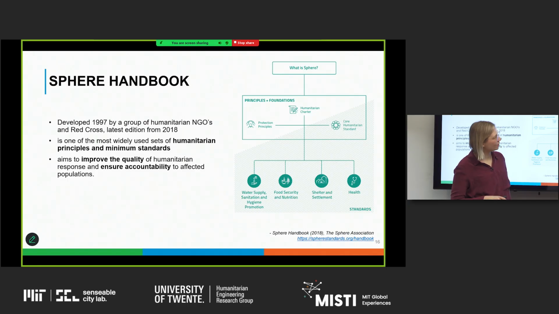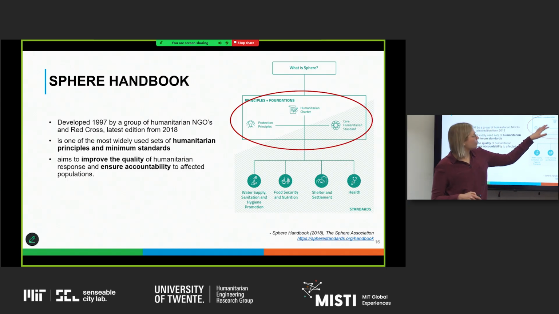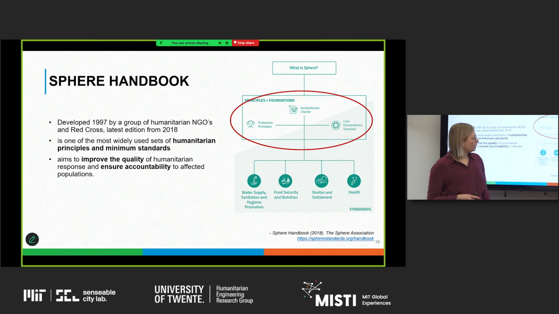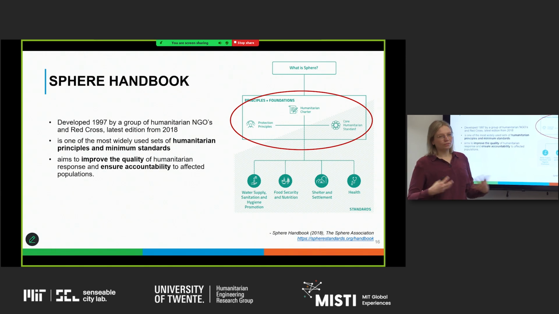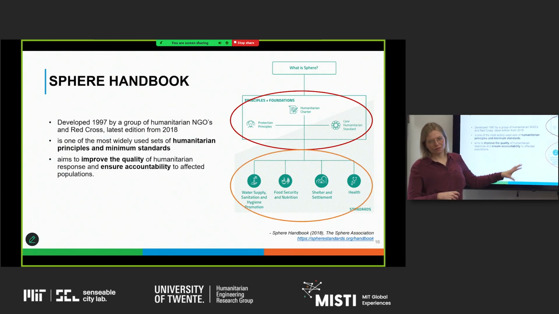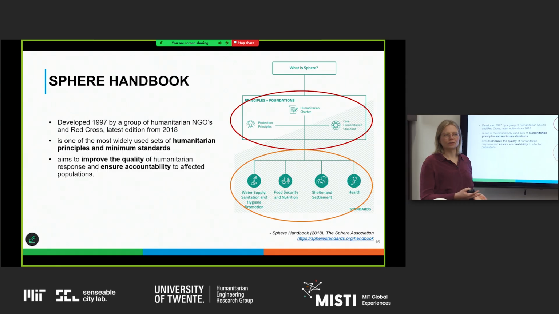So what we have in the Sphere handbook is the principles and the foundation. That's based on the humanitarian charter, so the rights that people have in a crisis situation. Protection principles, that we want to protect people. And the core humanitarian standard, and then also the focus areas that we have, in the areas basically where we deliver humanitarian aid.